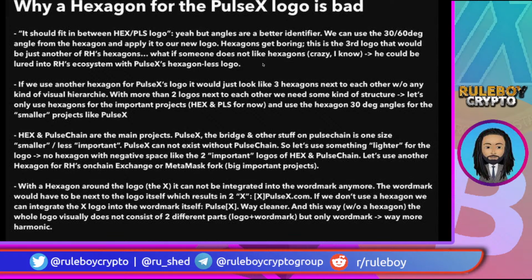What is he trying to say? He's trying to say that Richard Hart's logos have been hexagons, so what if someone who doesn't like hexagons wants to join the project? That means the PulseX logo can be different from the hexagon, so that it can lure people into joining the project. Actually, that's the truth.